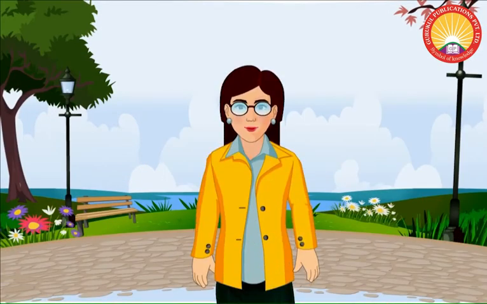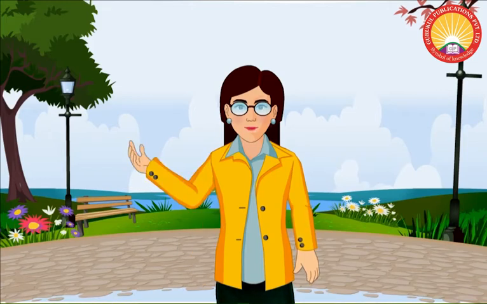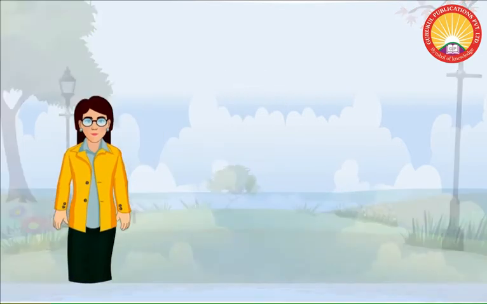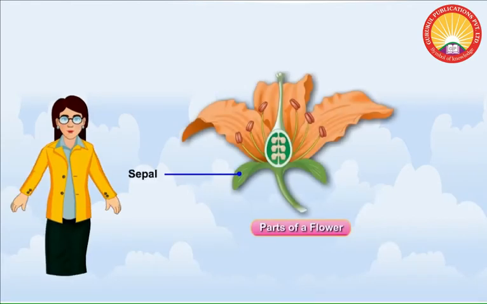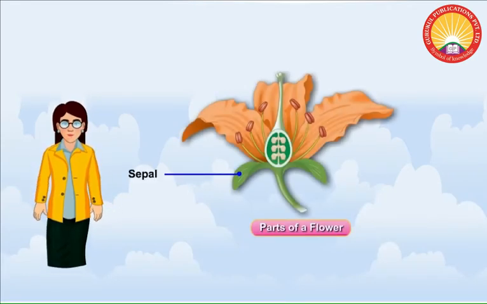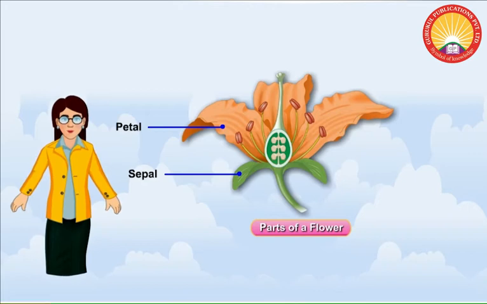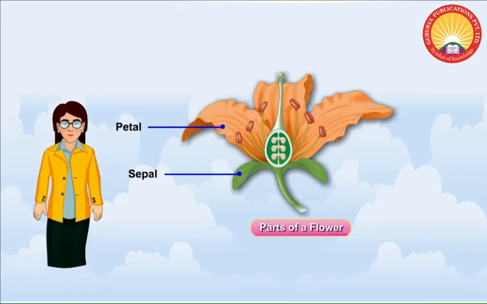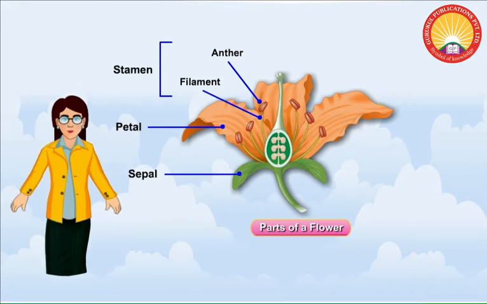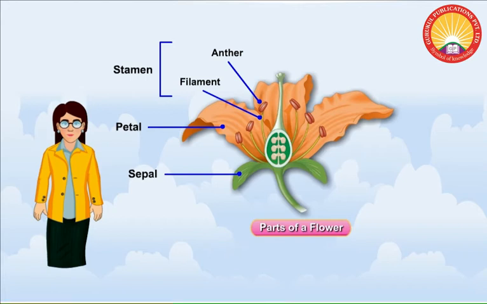Parts of a flower. Flowers have the following parts: sepals, petals, stamen, and carpel. Sepals protect the flower when it is a bud. Petals are bright in color and sometimes have a sweet smell. Stamen is the male part of the plant that contains filament and anther.